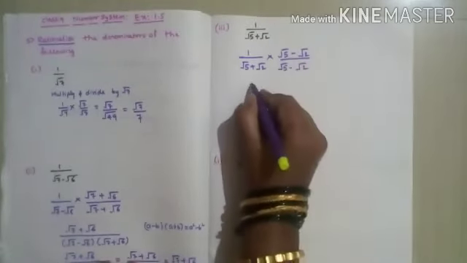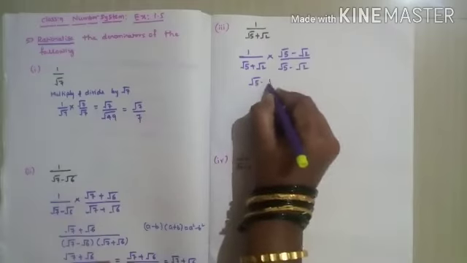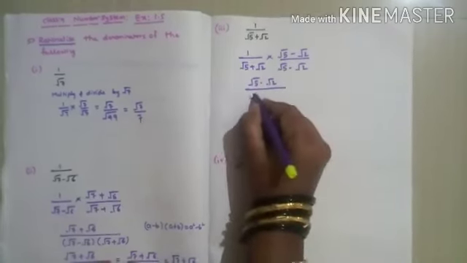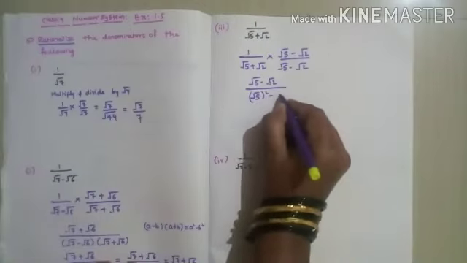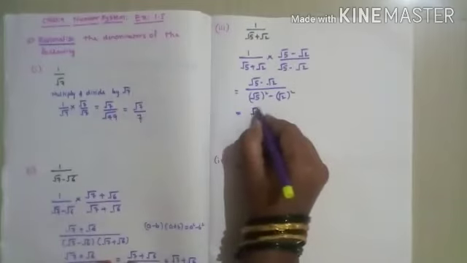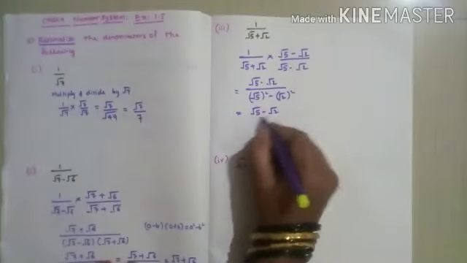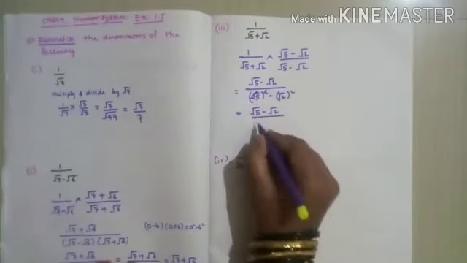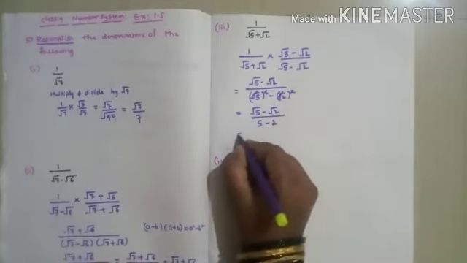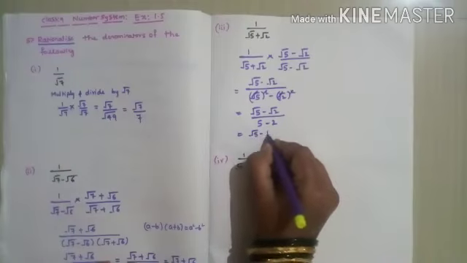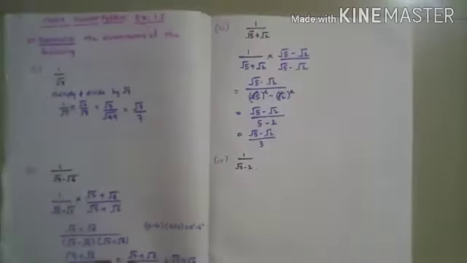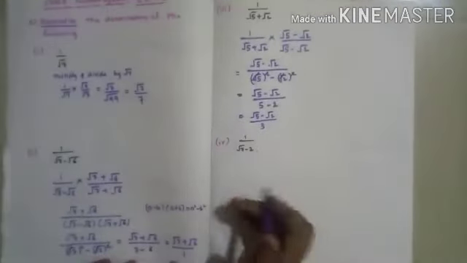Then 1 into root 5 minus root 2 is root 5 minus root 2, divided by, here also a plus b, a minus b, root 5 whole square minus root 2 whole square. Then the answer will come root 5 minus root 2 divided by, square root and square will get cancelled, so 5 minus 2. So the answer will come root 5 minus root 2 divided by 3. Rationalized the denominator; 3 is a rational number. Like that only. The last one we will solve.